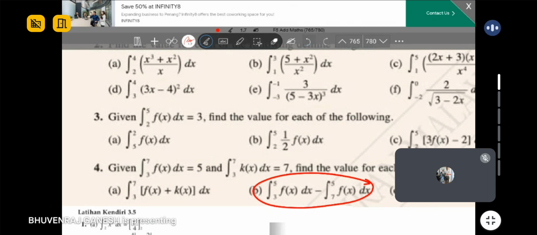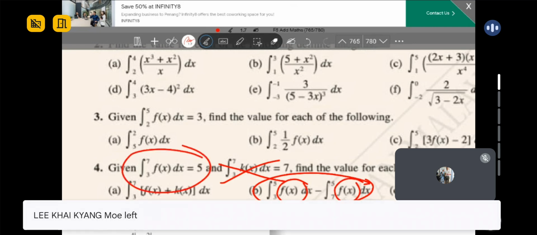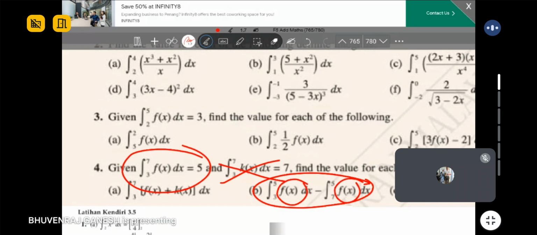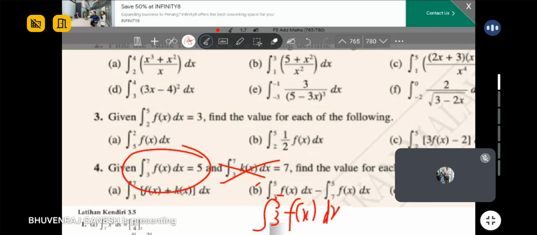Over here, kx kita takkan guna because question B, the function is fx. So fx, we no need kx. We refer to this one only. Kita tengok yang sebelah kiri. So what can you do here, guys? You can change the limit, from negative to positive. Basically you just substitute, change the limit.